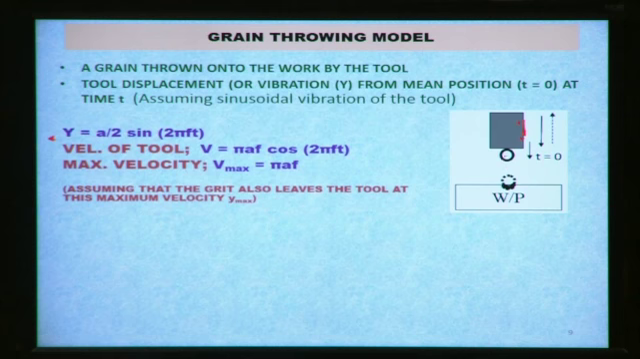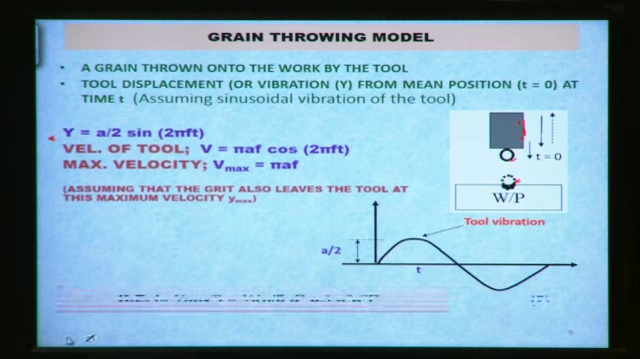The abrasive particle is hit by the tool and impacted into the workpiece surface. Here the distance is more than the diameter of the abrasive particle. At t equal to 0 it leaves, and after some time t it will hit the workpiece surface. One important assumption is that when the abrasive particle is hit by the tool, it will gain the same velocity as that of the tool, assuming that the grit leaves the tool at this maximum velocity.